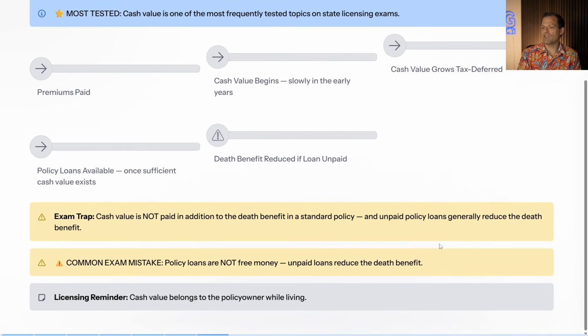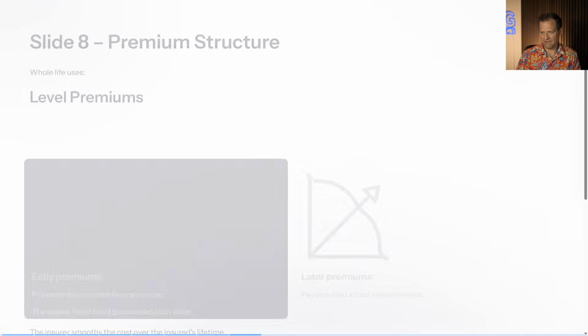You then can do what's called policy loans once there's sufficient cash value. And then the death benefit is reduced by the outstanding loan amount unless the loan is paid back. So again, cash value is not paid in addition to the death benefit in the standard policy. And unpaid policy loans generally reduce the death benefit, okay? So policy loans are not free money. Unpaid loans reduce the death benefit, okay? So there is a trade-off there. So cash value belongs to the policy owner while living.